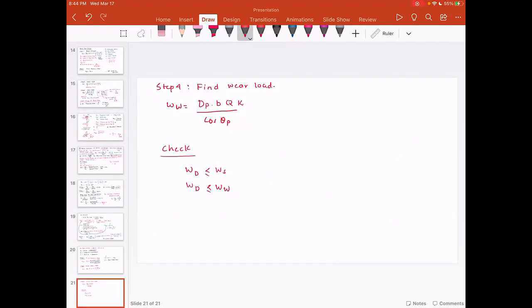Actually I'm running out of time, but I will work out another bevel gear design problem, including the shaft design, in the next class. So at this point, if there are any questions, I would be happy to answer.